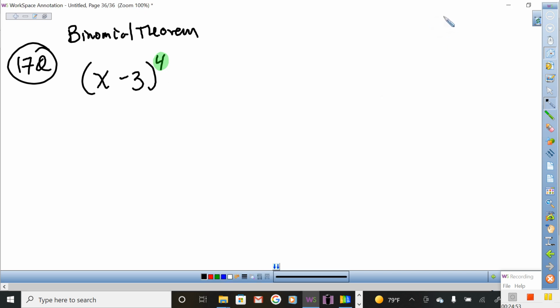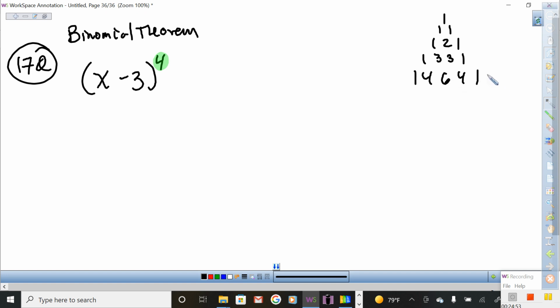So right away, you're going to build your Pascal triangle. 1, 1, 1, 1, 2, 1, 1, 3, 3, 1, and you stop at what? 1, 4, 6, 4, 1. Because we're going to need these. Y'all ready? All right, here we go. This is how you use them.